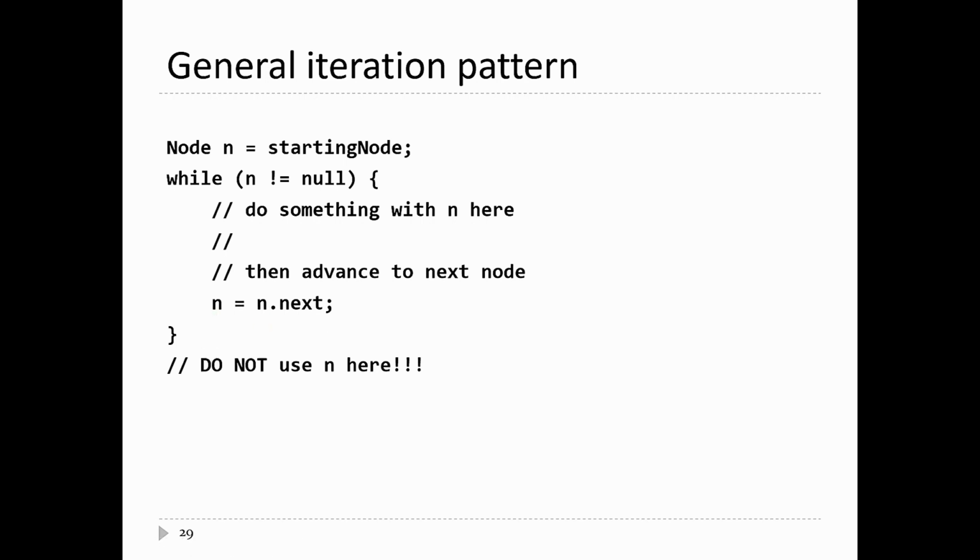If I assign that reference to n, that makes n refer to the next node in the sequence. When you're done with the loop, this condition is false, so you know that n must be equal to null. So whatever you do down here, don't use n, because n is null. You can reassign n to something else, but don't try to do anything with n here because there is no node at this point anymore. And so there's your general iteration pattern, which is worth remembering.